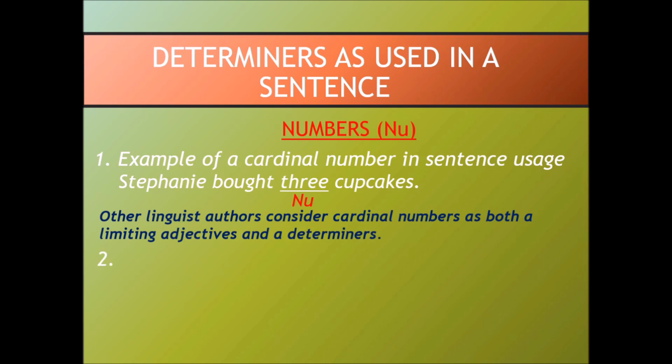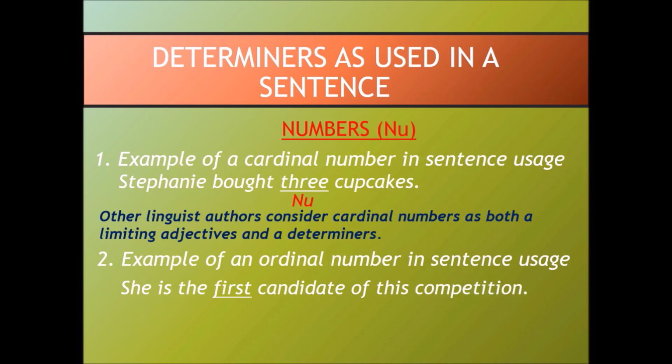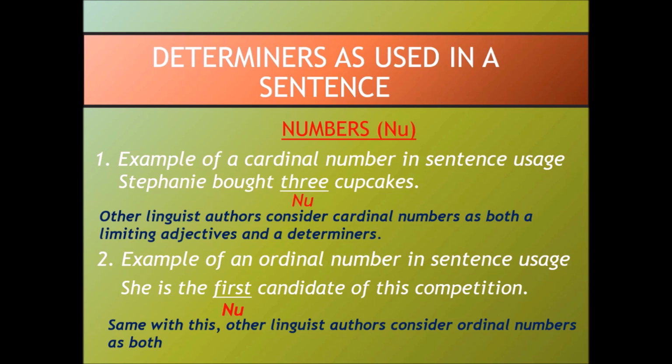The second one is an example of an ordinal number in sentence usage. The sentence is this: she is the first candidate of this competition, wherein first is the ordinal number used in a sentence. Same with this, other linguist authors consider ordinal numbers as both limiting adjectives and determiners.